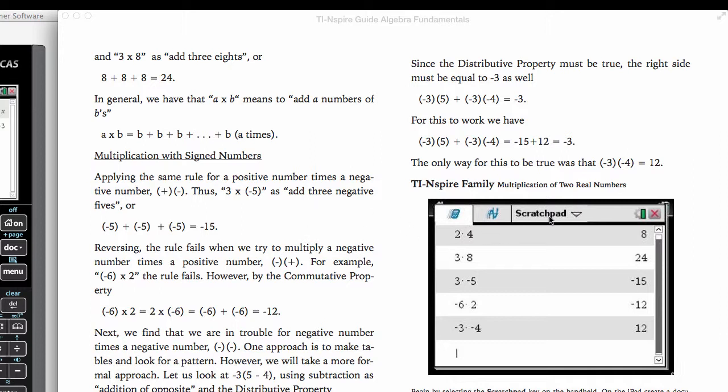We can see on our scratchpad screen that when both factors are positive, we multiply the numbers and end up with a positive answer. When one of the factors is negative, we multiply the absolute values of the numbers and end up with a negative answer. And when both factors are negative, we end up with a positive answer. Again, we really do not want to be using our calculator to do this kind of work. We need to be able to do this work manually.